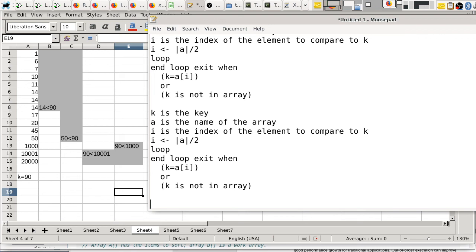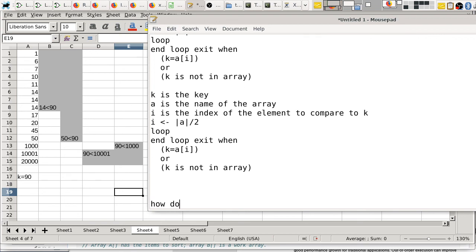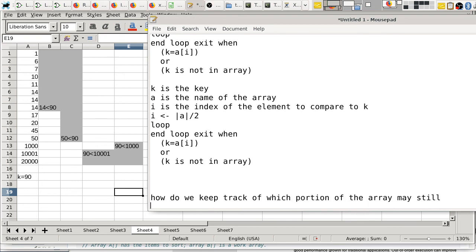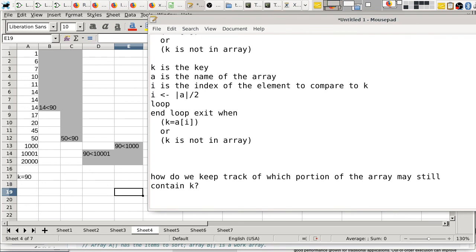So let me write it down, okay? So the question is, how do we keep track of which portion of the array may still contain the value of k? That becomes the question. Okay? What do you think?